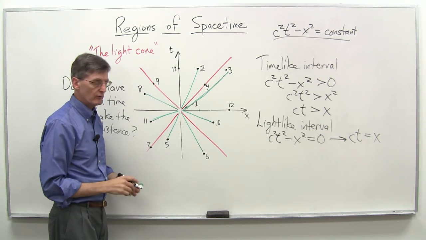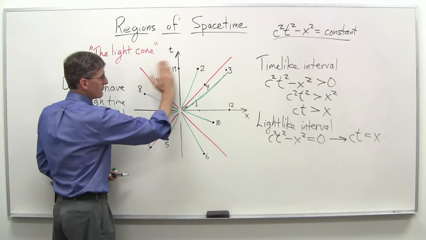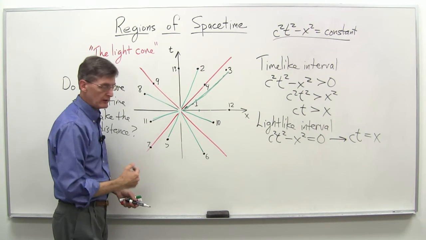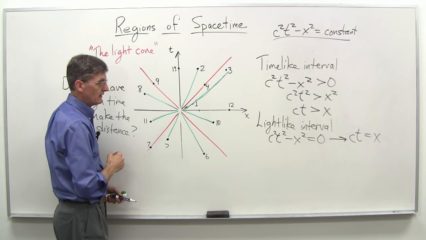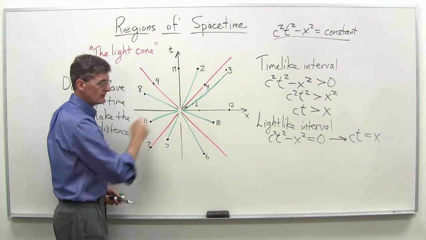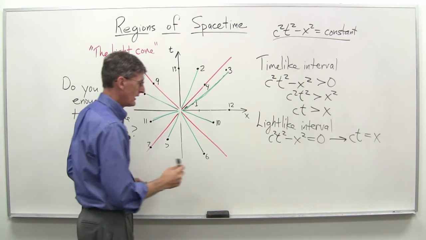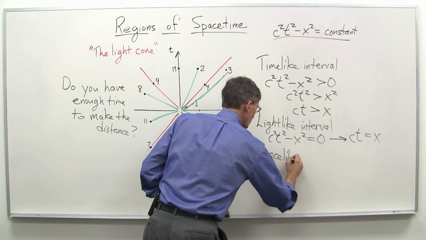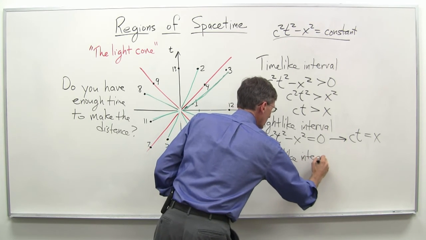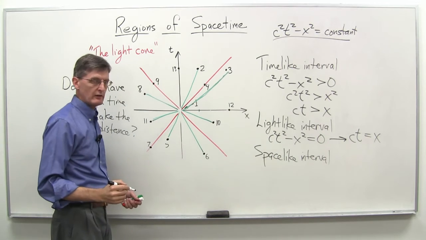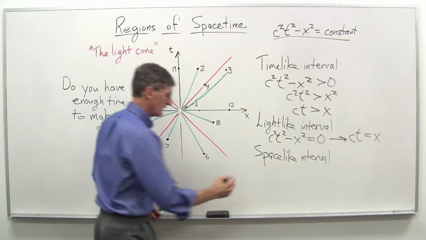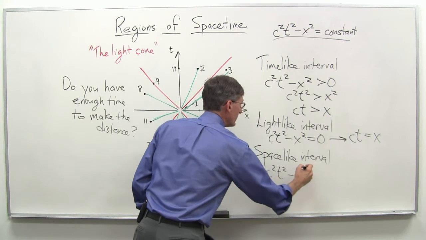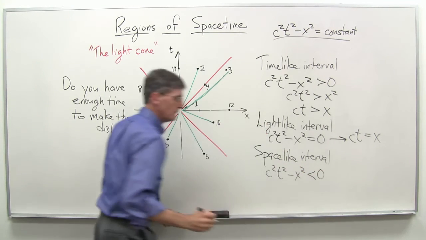Those are light-like intervals. So a given point here, if it's within this cone this way, or down here, it's a time-like interval from this point to that point. If it's on the light cone, it's a light-like interval. And our third case is a space-like interval. Third case, space-like interval, and just from what we've done, you can guess what this one is. It's c squared t squared minus x squared is less than 0.